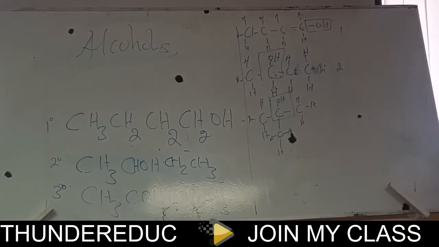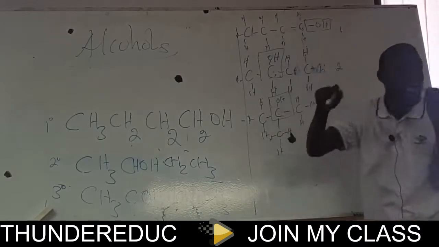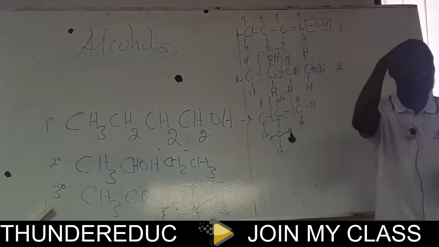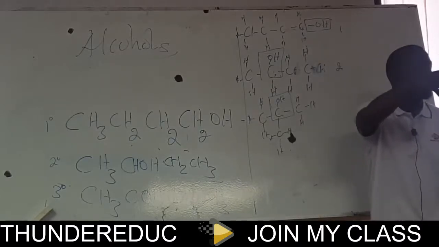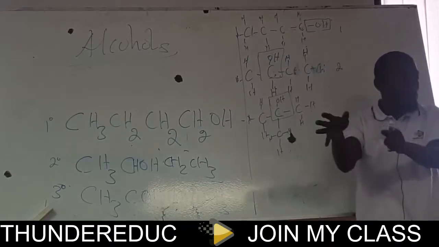Chain isomer is the same thing as structural isomer. How? I was expecting you to ask me how. Here, in positional isomer, the position of the functional group is changed. Same structural formula, but different position of the functional group.